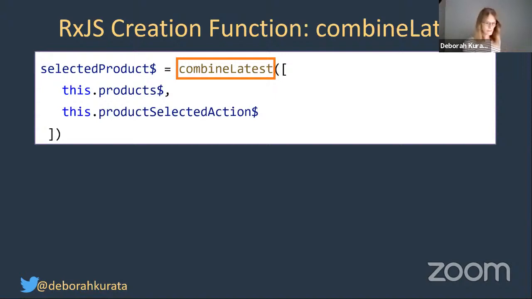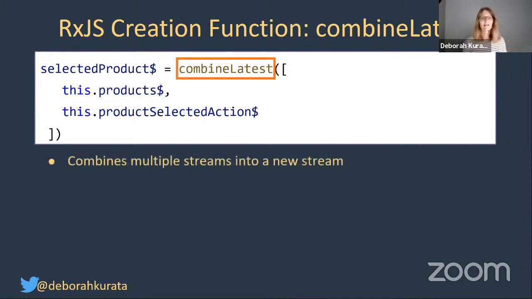So here is my combineLatest statement. I'm combining this.products$, that was our data stream, with this.productSelectedAction$, which is our action stream that emits the last product that the user selected. So combineLatest combines multiple streams into a new stream. And you can have more than two. You can have 3, 5, however many streams here that you want.